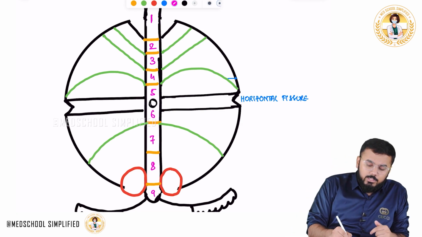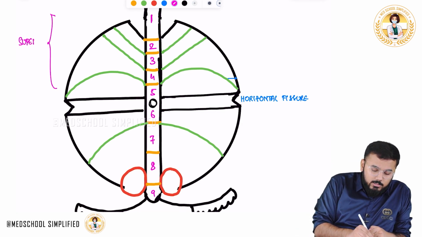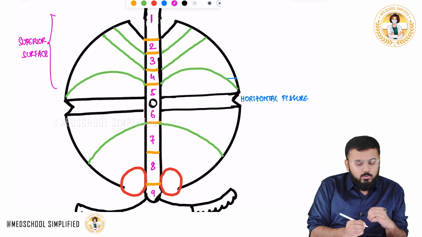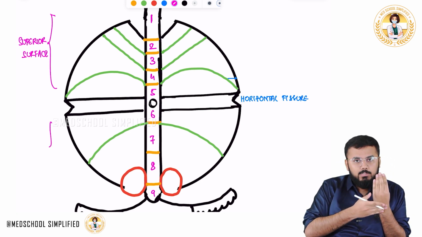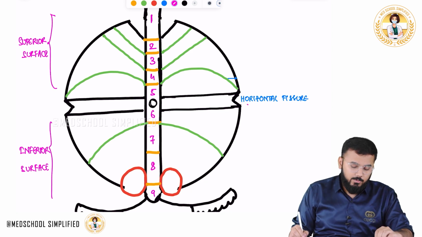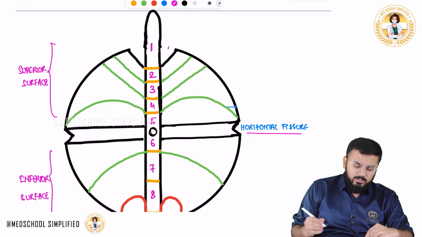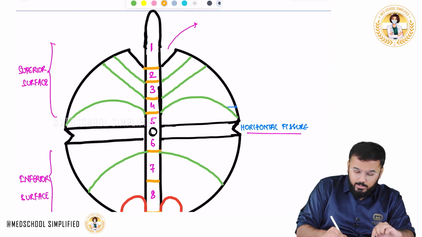Now here, the first important thing to pay attention to is that this part is called the superior surface. So this is what I told you, right? I have opened my fingers, this is the superior surface, this is the inferior surface. This entire part is called your inferior surface. Superior surface and inferior surface. Next important thing is this is your horizontal fissure. Next, after that you see a fissure that is present here, right?